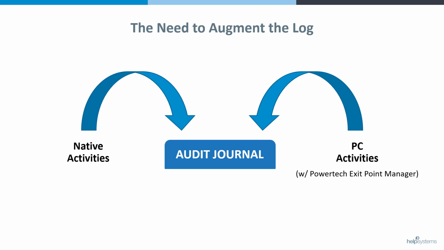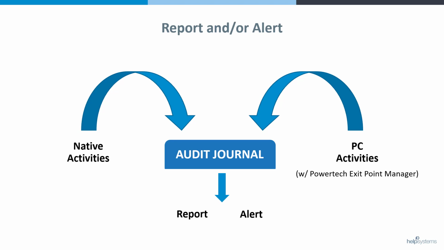We're able to fulfill that function through a tool called Powertech Exit Point Manager, previously known as Network Security. So if you have that tool, you are well positioned and have a much more 360-degree view of the actions of your users flowing into that audit journal world. Once the events are there, whether you choose to augment or not, you have a choice as to whether you're going to report or alert off of the events that are being logged.